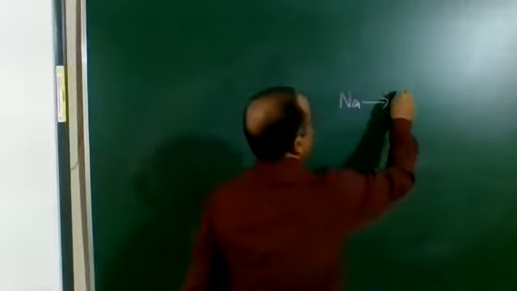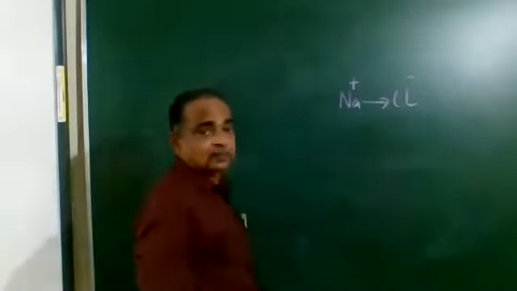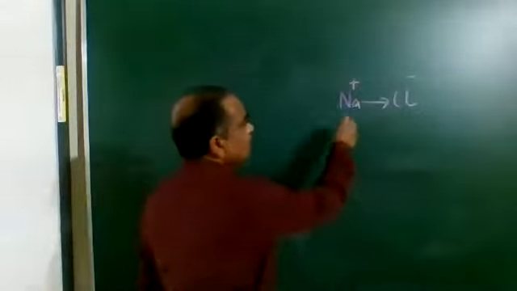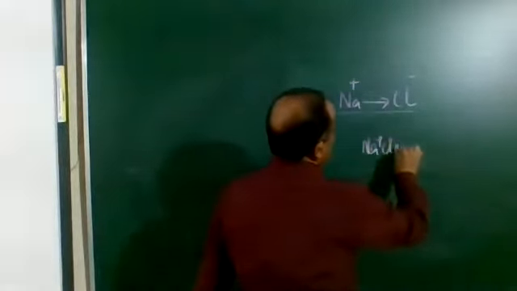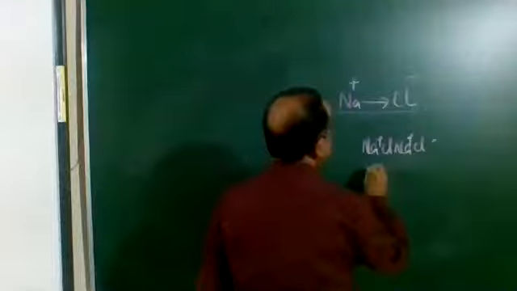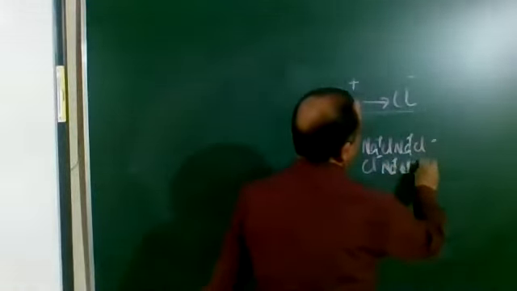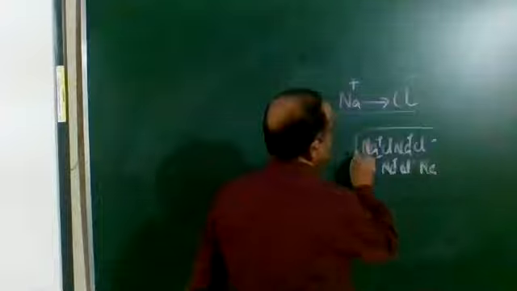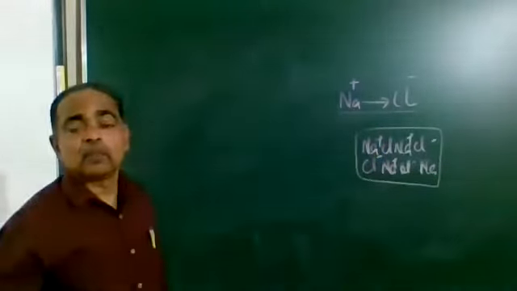Na transfers its electron to chlorine, so it is Na plus, Cl minus. Understood? So this sodium chloride will always have Na plus, Cl minus, Na plus, Cl minus, in alternation. So what has happened? If you take a crystal of sodium chloride, it will have a number of Na pluses and Cl minuses.